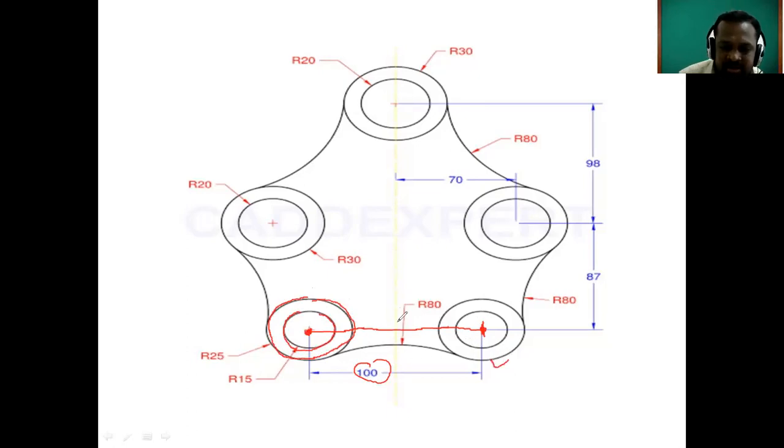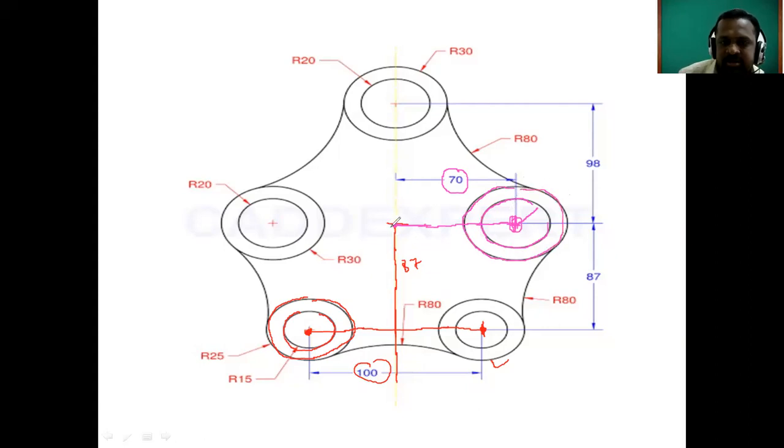Then I will take the midpoint of this line, and I will draw one vertical line of distance 87. See, 87 vertical line I will draw. Then from this point I will draw one horizontal line at a distance of 70, because they have given the 70. The end point of this line will be the center point for the circle, and then we can easily draw this circle.